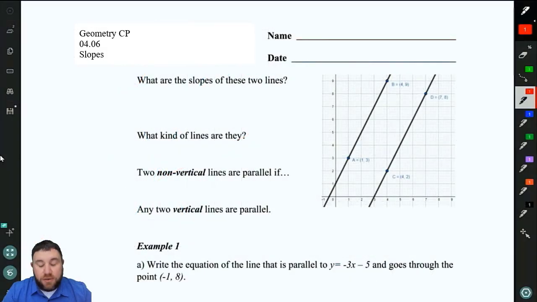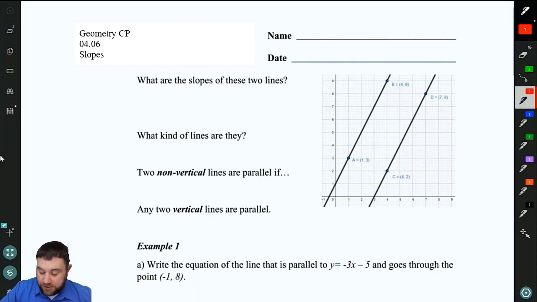All right, we are ready for our last section in chapter 3. This is about the slopes of parallel and perpendicular lines. So we're going to start by finding slopes of a couple lines and then getting into what that means about them. On your papers, I know it's kind of hard to read some of these points, so I'll be sure to write them out before we start working.